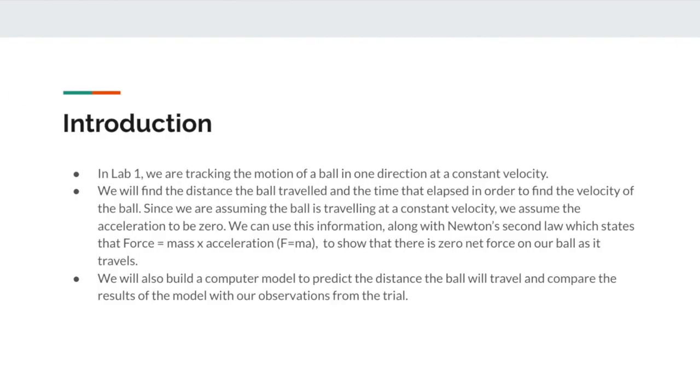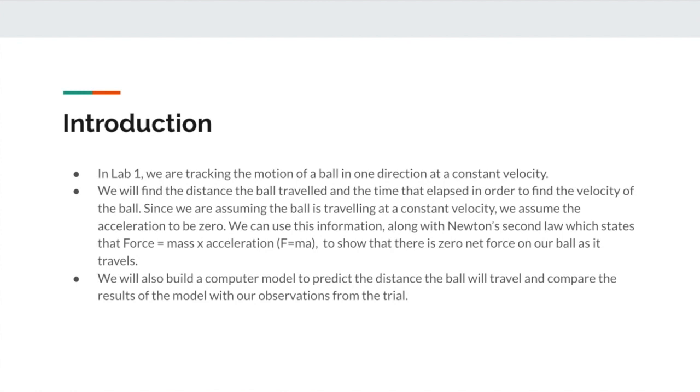The introduction. In Lab 1, we are tracking the motion of a ball in one direction at a constant velocity. We will find the distance the ball traveled and the time that elapsed in order to find the velocity of the ball. Since we are assuming that the ball is traveling at a constant velocity, we assume the acceleration to be zero. We can use this information along with Newton's second law, which states that force equals mass times acceleration, or F equals ma, to show that there is zero net force on our ball as it travels.